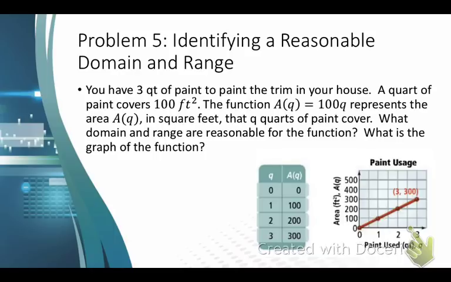And then our graph is graphing those points, and notice that it is a continuous graph, not a discrete graph, because I can use partial cans of paint and paint any amount of area up to 300 square feet. So my domain values that make sense in this situation are 0, 1, 2, and 3. My range values that make sense in this situation, that make it reasonable, are 0 through 300. And then the graph, like I said, is there.